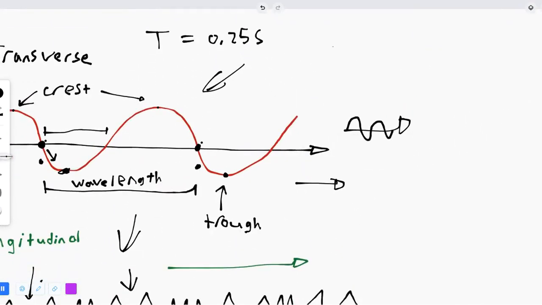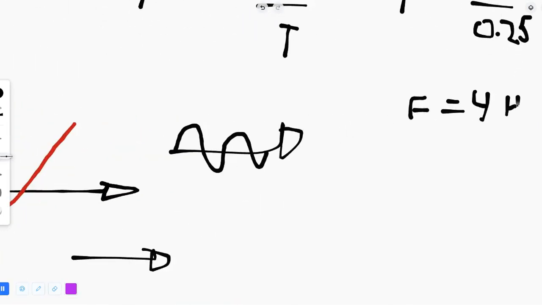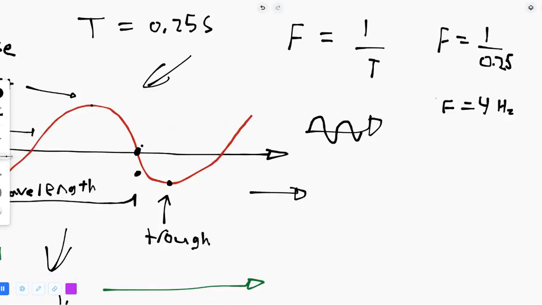Therefore, we can find the frequency. So frequency is the number of oscillations in a second, right? So you're going to write F for frequency, and then it's described as 1 over T, okay? So you can replace T with 0.25 here. You get F equals 1 over 0.25, which would just equal 4, right? So equals 4. And then the units for this, they're called hertz. So it's like H and then Z, hertz.